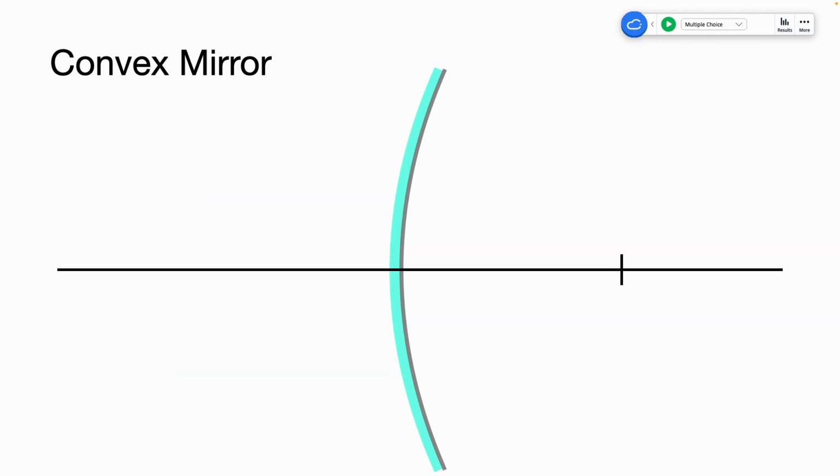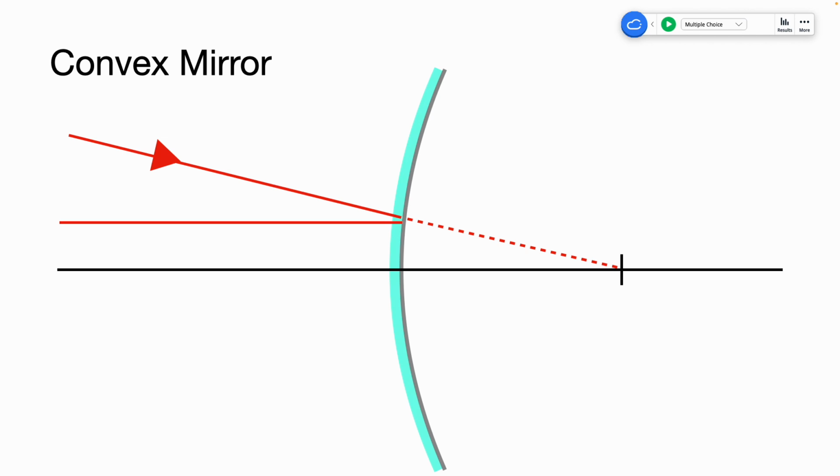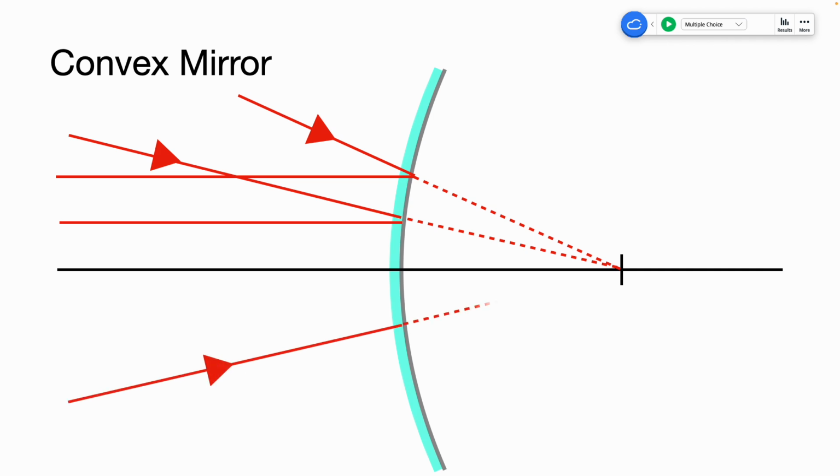Now, if I have a light ray that comes into the mirror about to pass through the focal point, then it will be reflected parallel to the optical axis. This is just the same thing going in reverse. So if you have a light ray that will pass through the focal point if the mirror is not there, it will be reflected such that it is parallel after it gets reflected. So that is what a convex mirror will do.